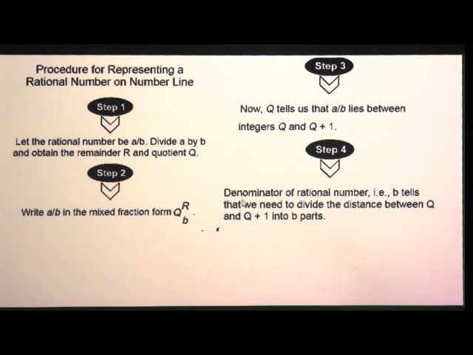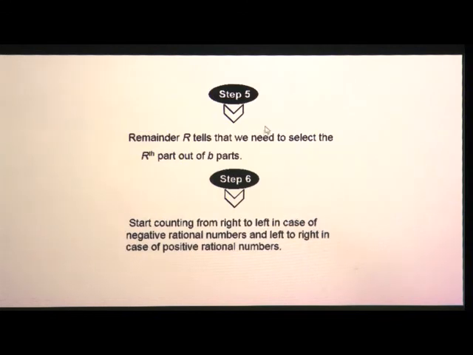Again I will repeat, the denominator of a rational number, that is b, tells us that we need to divide the distance between q and q plus 1 into b number of parts. Now, the fifth step: the remainder r tells us that we need to select the rth part out of the b parts.